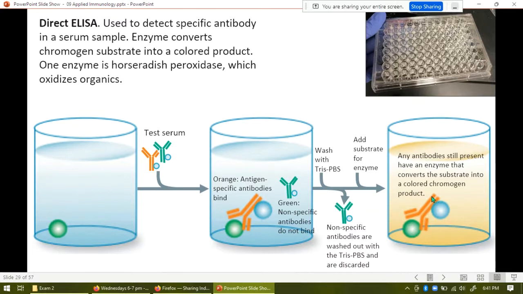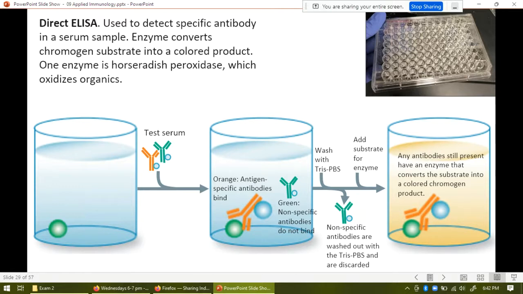Usually you have a molar excess of antigen. You don't have as much antibody as antigen. So you can measure the concentration of the antibody by comparing this to a known standard curve. A typical enzyme that they use is horseradish peroxidase. That's probably the most common one. And that one can oxidize really, really weird sounding organic compounds into things that are colorful. Usually they have really long, confusing names.